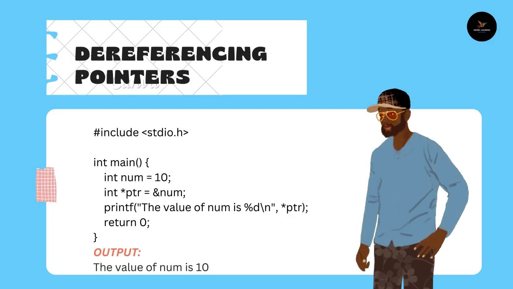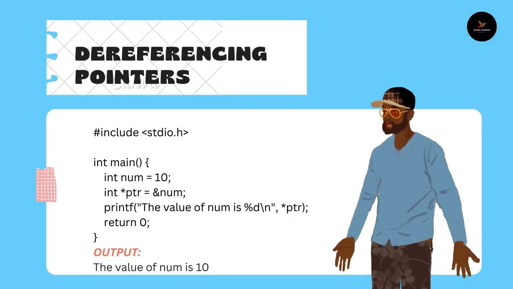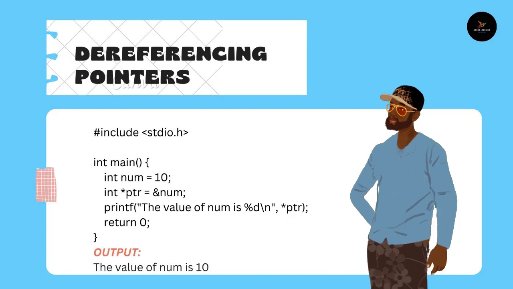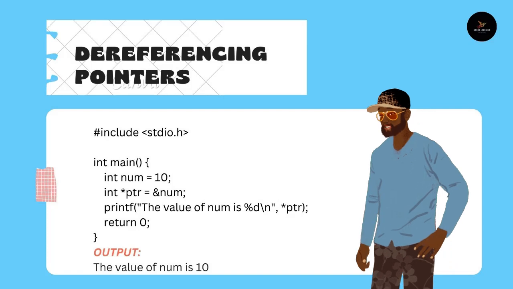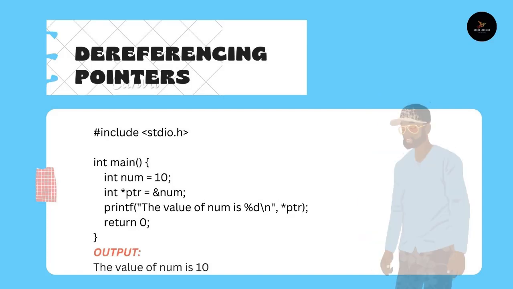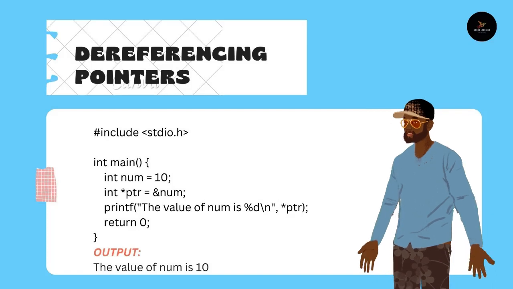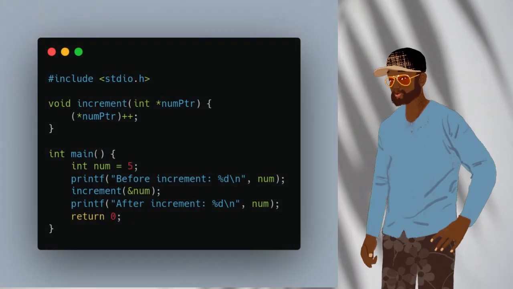In this example, we declare an integer variable called num and set its value to 10. We also declare a pointer to an integer variable called ptr and set it to point to the address of num using the & operator. To access the value of the variable num using the pointer ptr, we use the dereference operator, asterisk. In the printf statement, we use the %d format specifier to print the value of *ptr, which is the same as the value of num.